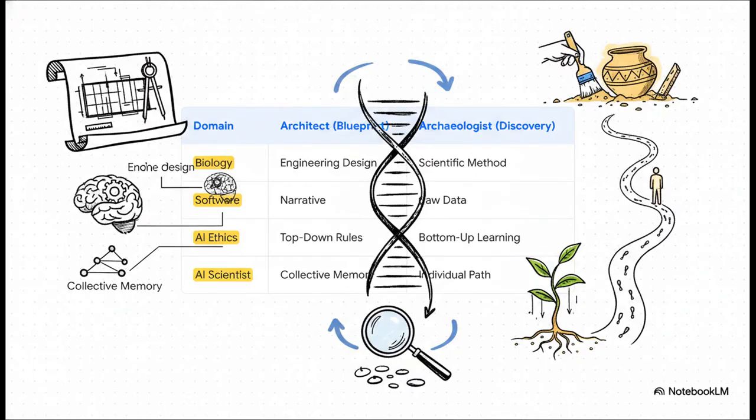This is the payoff. In biology, the architect is engineering design, while the archaeologist is the scientific method. In software, it's the clean narrative versus the raw data. In AI ethics, it's top-down rules versus bottom-up learning. And for that AI scientist, it's the collective knowledge versus individual experience. Do you see it? It's the exact same pattern, playing out over and over and over again.